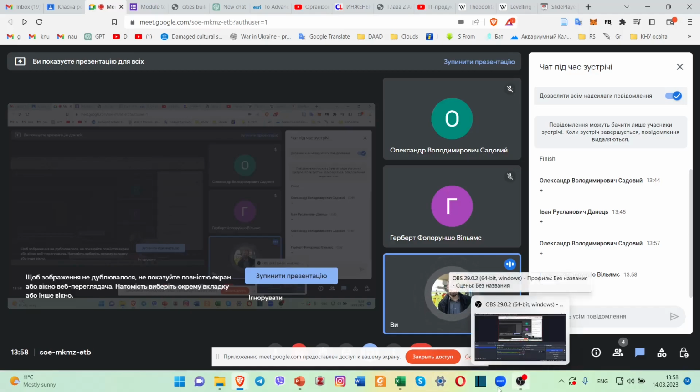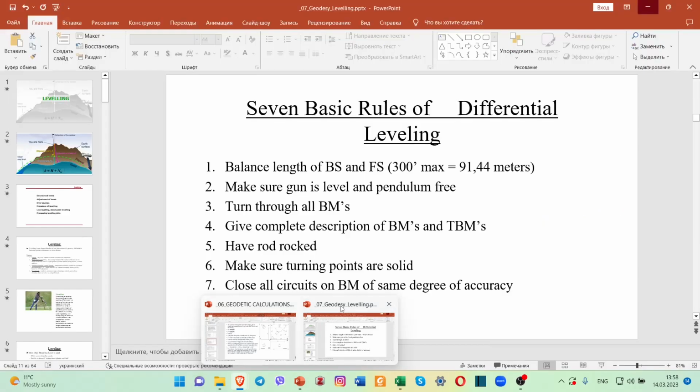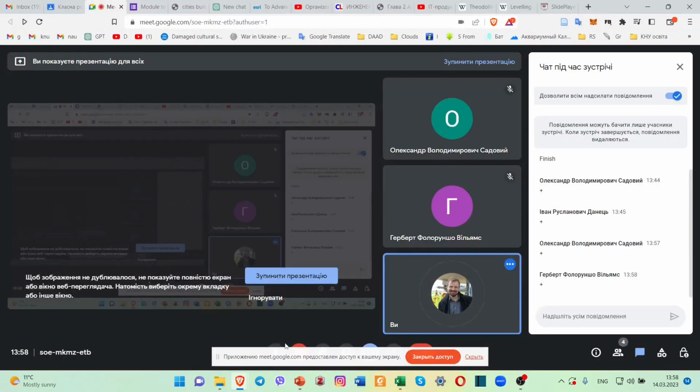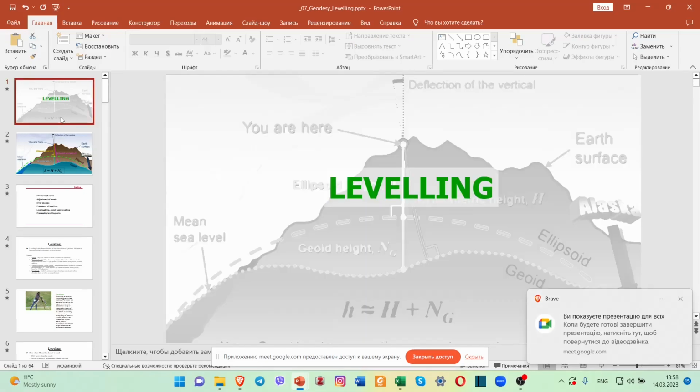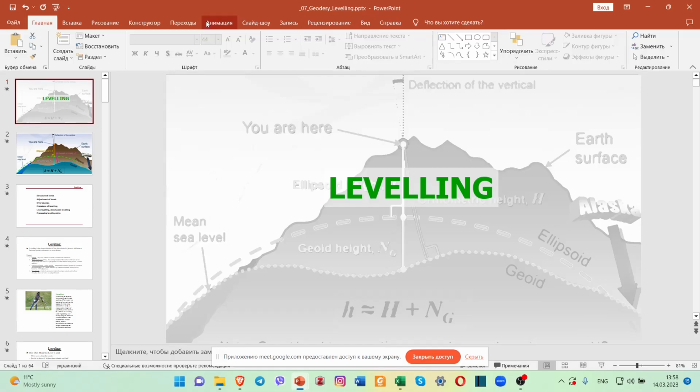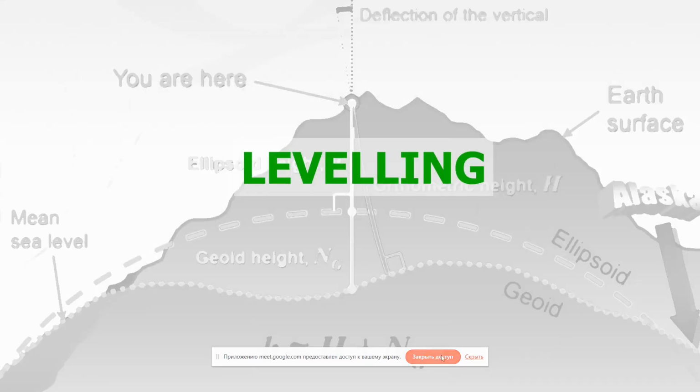Today we will speak about leveling. Can you see my screen? Yes. Well, leveling.